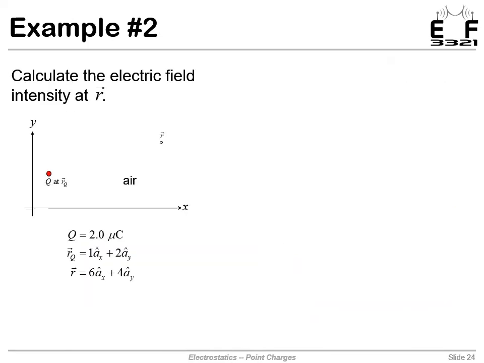Let's do an example. So let's calculate the electric field intensity at this point R due to a point charge over here, and this is in air. And here's the actual number. So we have a 2 microcoulomb charge, and that's a pretty realistic number. A lot of times examples in textbooks will say you have a charge of 3 coulombs, but it turns out the coulomb is a huge unit. So microcoulombs is much more realistic.